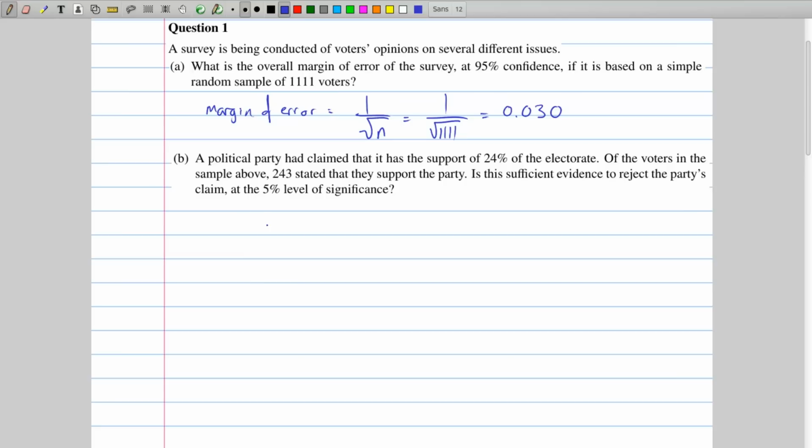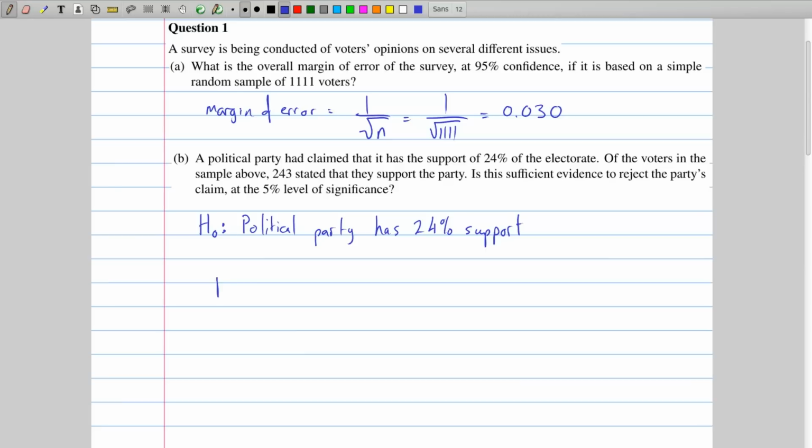So number 1, with any hypothesis testing question, you need to state the null hypothesis H0, and that is essentially that the status quo is true, either the thing that was true a couple of years ago, the last time the survey was done, is still true, or this piece of information that someone's trying to give us, we assume that's true. In this case, we're told the political party has 24% support, so that is our null hypothesis. So the political party has 24% support. And what we're going to do is see if that claim is true based on this survey.